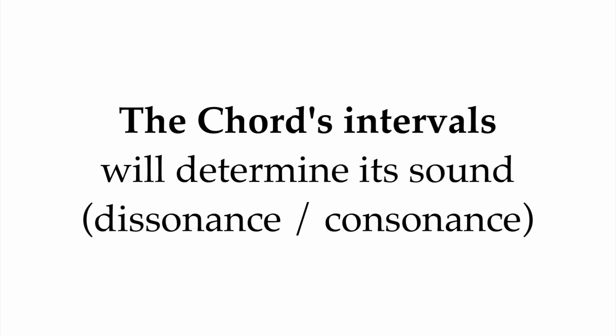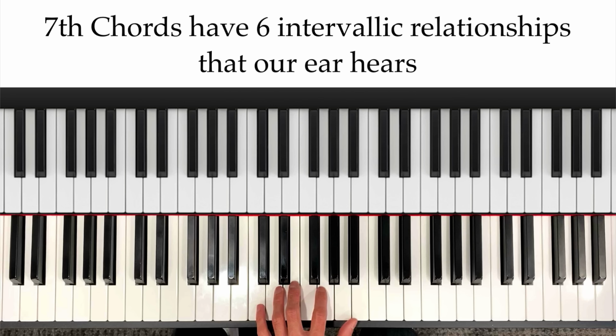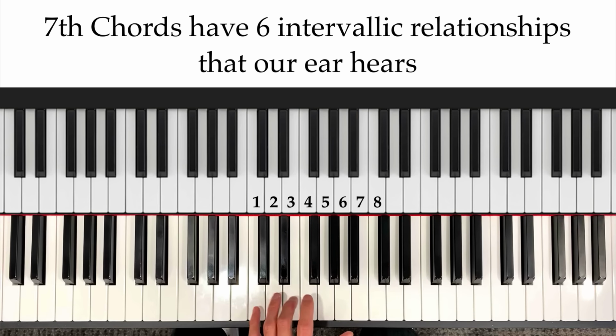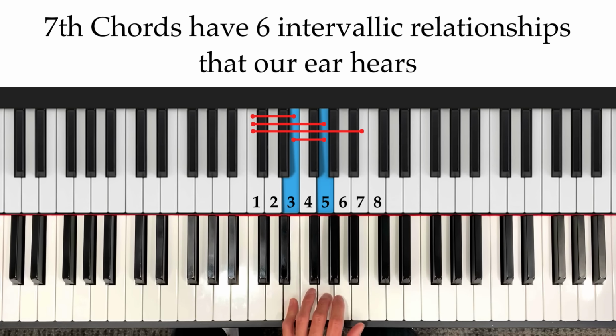Chords are made up of many intervallic relationships. For example, our seventh chord is made up of 6 intervals. So when we play a seventh chord, 1, 3, 5, 7, we have this interval here, we have this interval here, we have this interval here, we have this interval happening, we have this interval happening, and we have this interval happening.